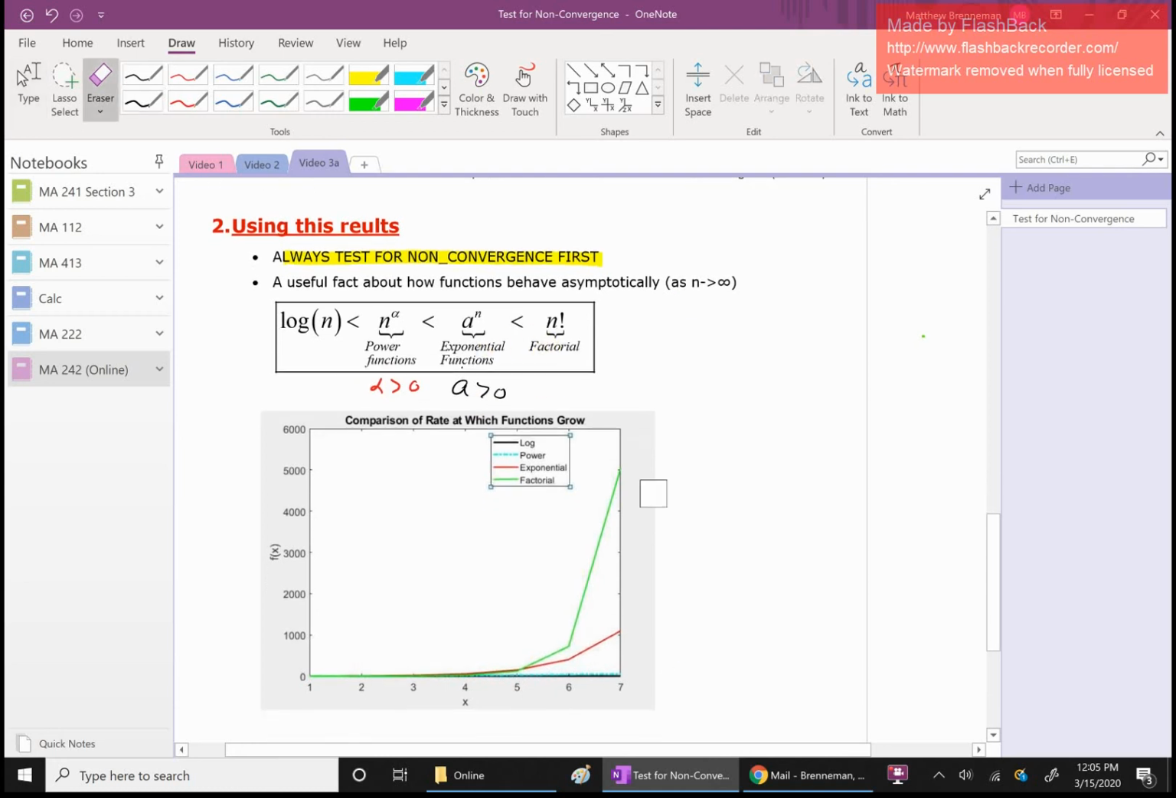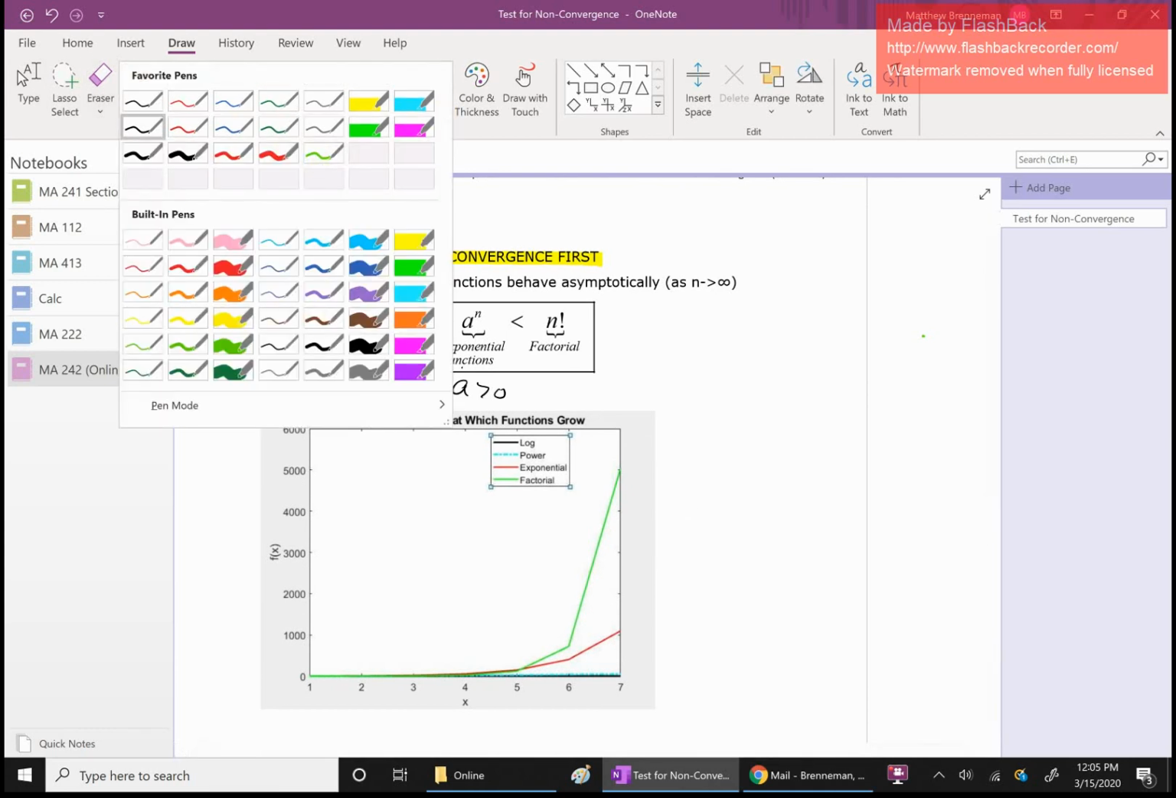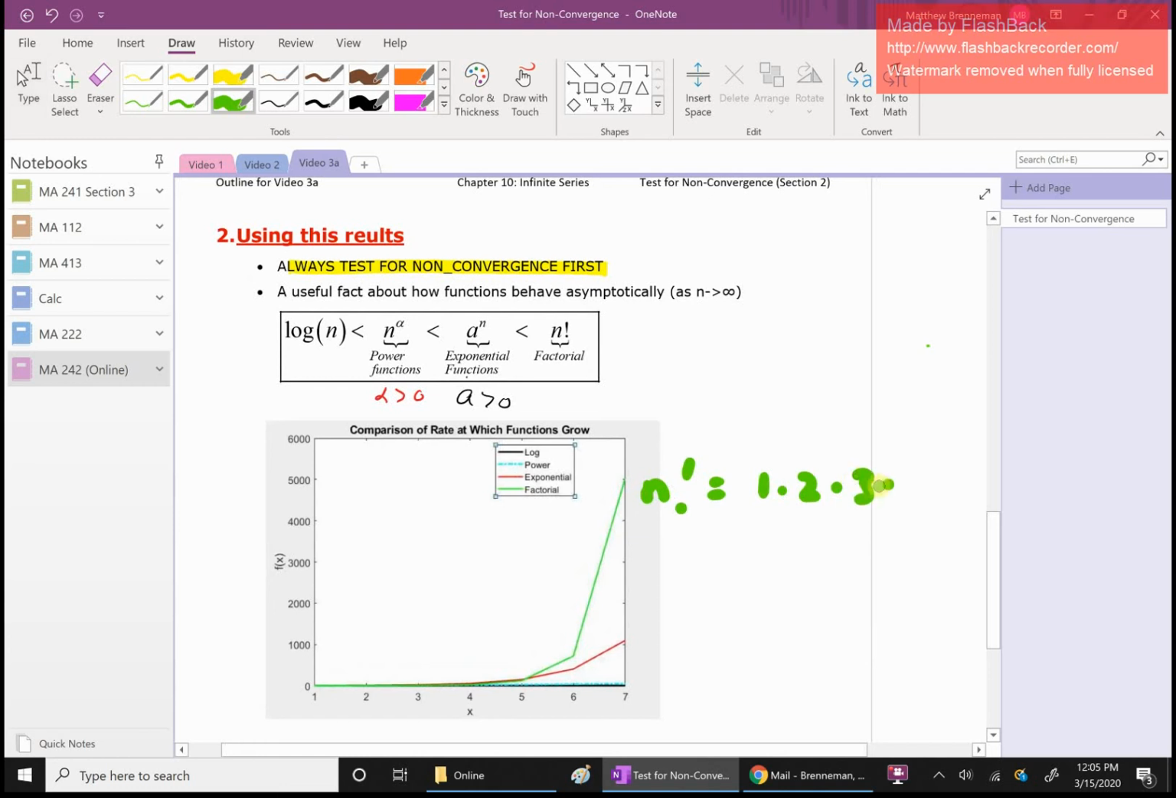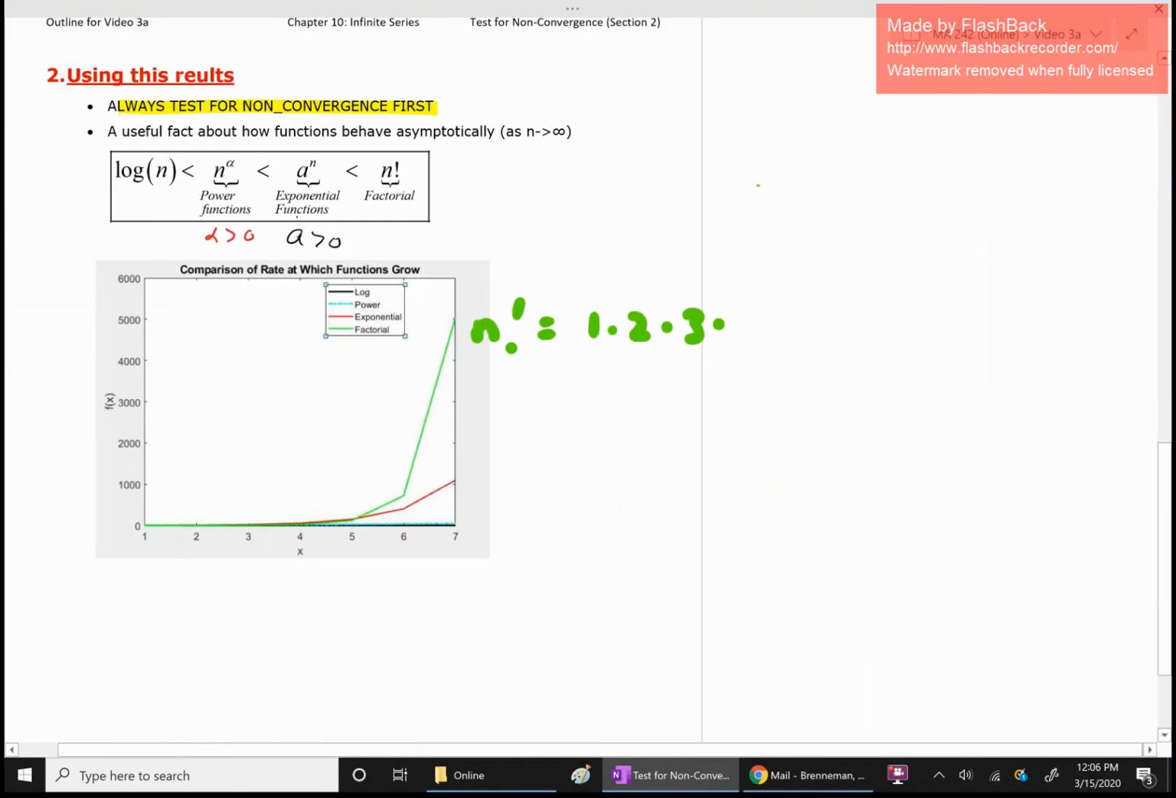And so just to illustrate, this is a plot below. But I want to talk a little bit about the factorial function, because a number of you might not have seen this before. So n factorial is defined as 1 times 2 times 3 times ... n.